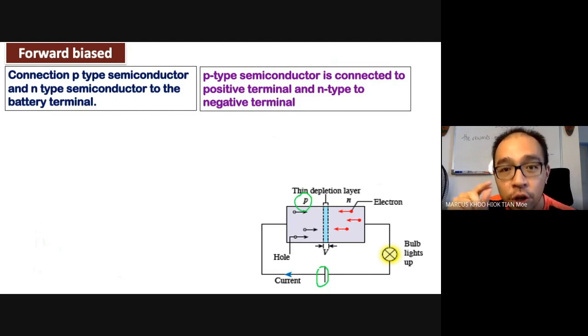The positive of the battery is connected to the p-type semiconductor. The negative of the battery is connected to the n-type semiconductor, which is the cathode. So I'm giving the same thing as I explained just now.